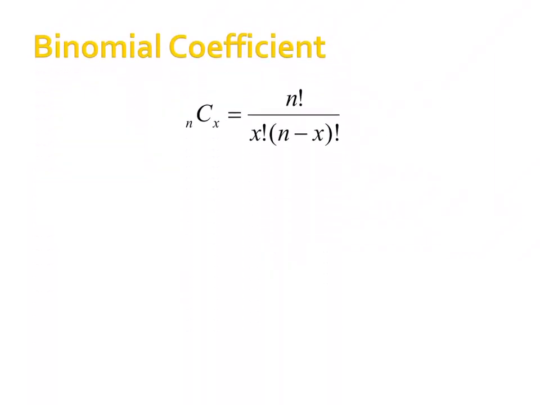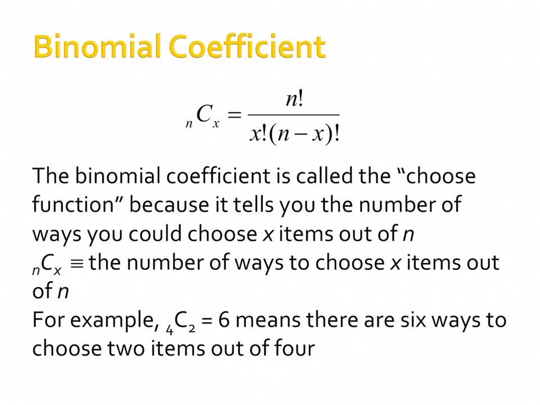Now, here's that same problem again. The binomial coefficient is called the choose function because it tells you the number of ways you could choose x items out of n. So n choose x is the number of ways you choose x items out of n. For example, 4 choose 2 is equal to 6, which means there are 6 ways to choose 2 items out of 4. And just another illustrative example, say you had 4 friends and you wanted to take them to the movies. Let's call our friends Bill. My handwriting is horrible on here.